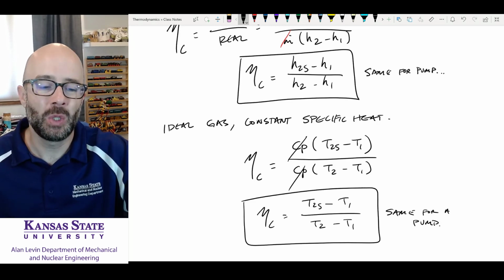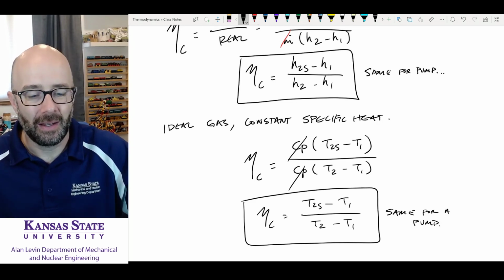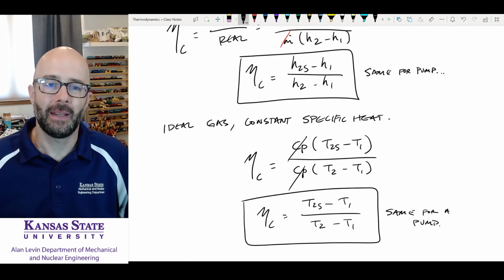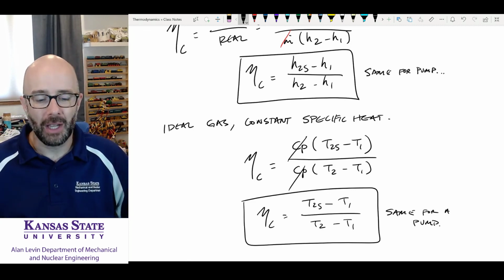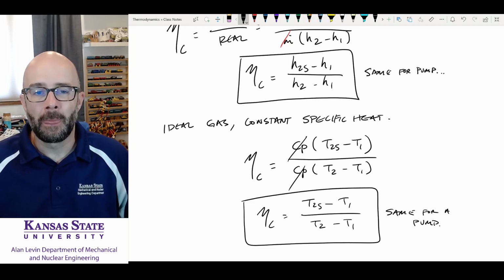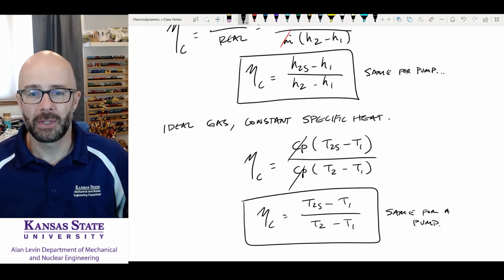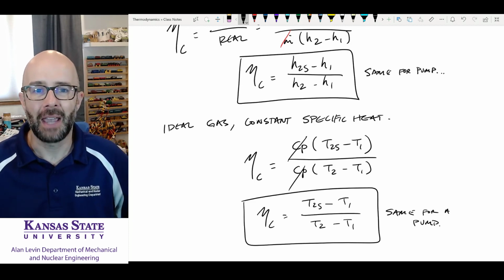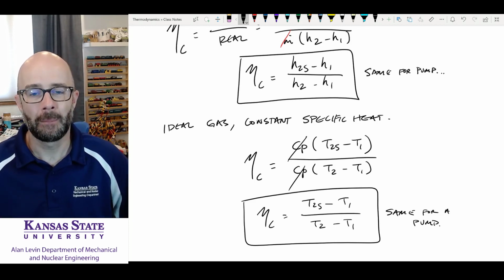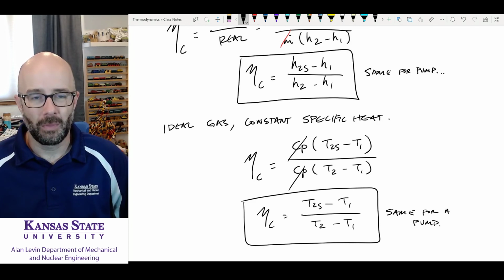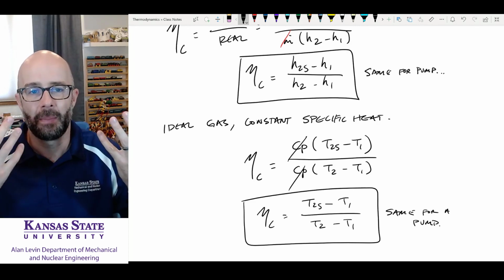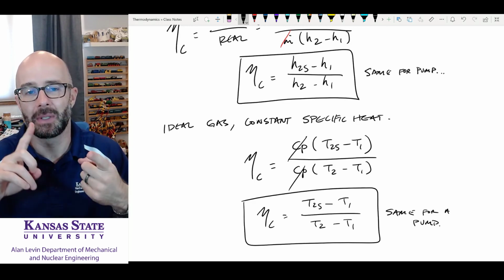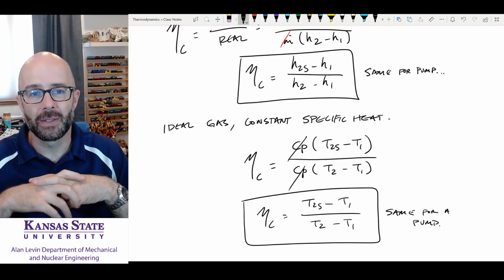Now we can also do this for a nozzle, but I'm not going to show you for a nozzle. I will tell you that for a compressor and for a turbine, the efficiency is going to be like 85 to 90%, somewhere in there. The problems in our class are going to be specifically on compressors and turbines, what we're going to be working on.